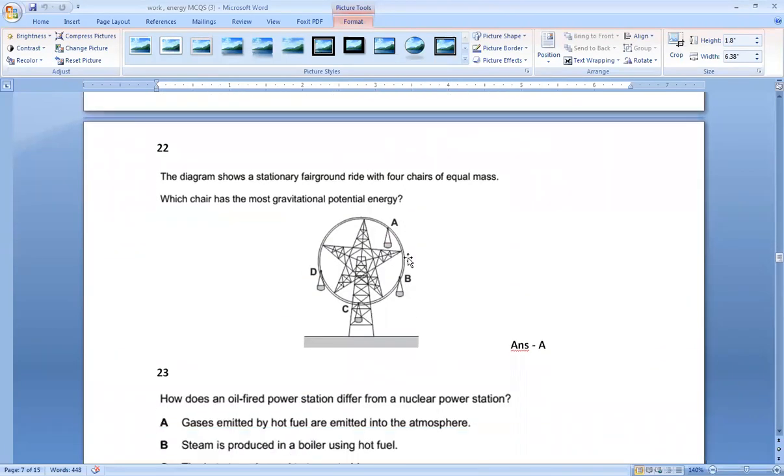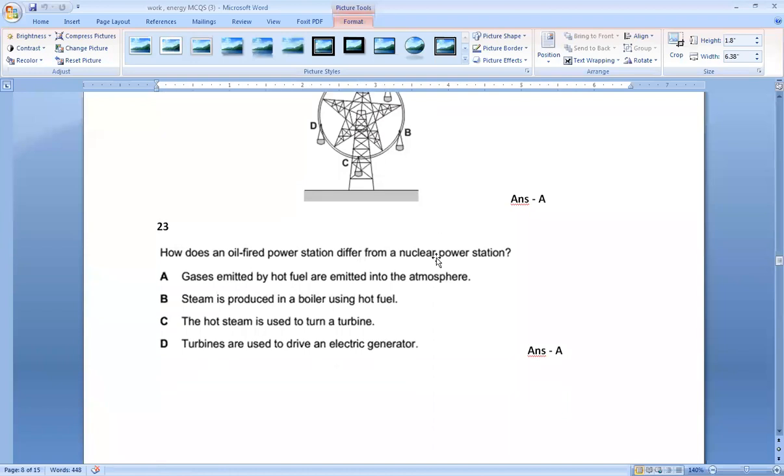Number 22 is very simple. The diagram shows a stationary fairground ride with 4 chairs of equal mass. Which chair has the most gravitational potential energy? We know gravitational potential energy depends on the height. Masses of all the chairs are the same, but the heights are different. So A has the maximum height, so A has the most gravitational potential energy.